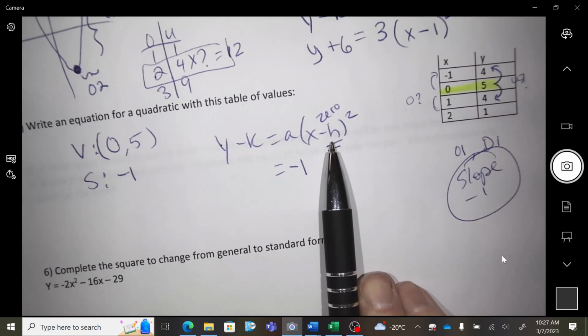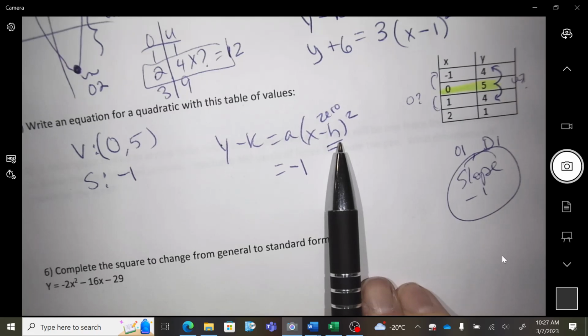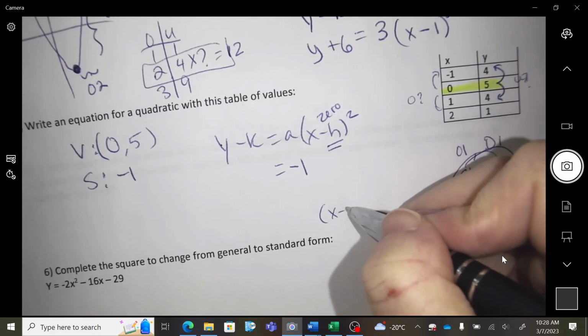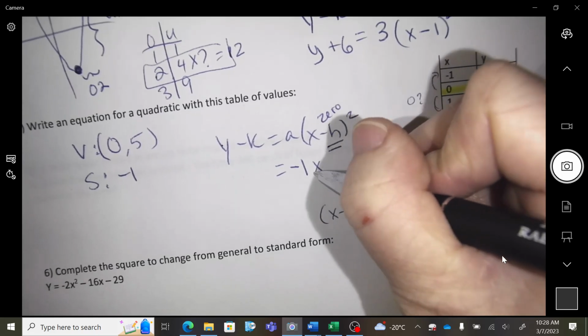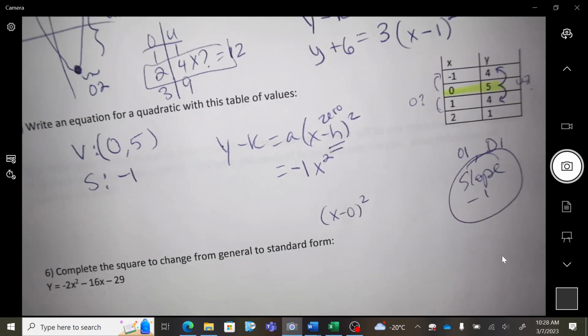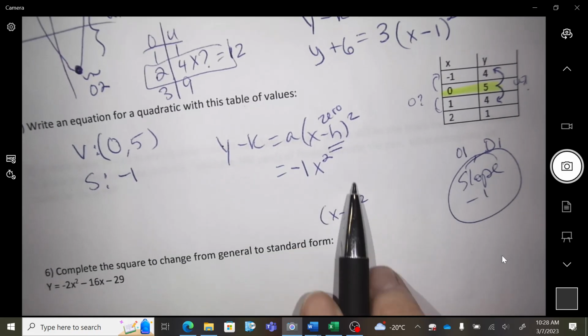Okay, this h is 0. Do you understand that I'm not going to probably write that? That looks weird. I don't usually write +0 in something or -0 on something. So it's just x squared because there's no h to go with it.